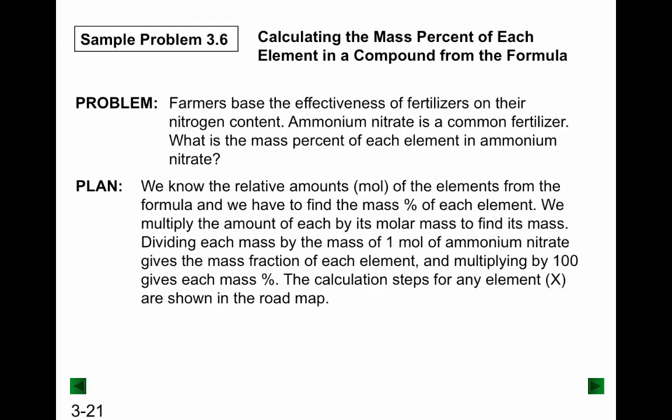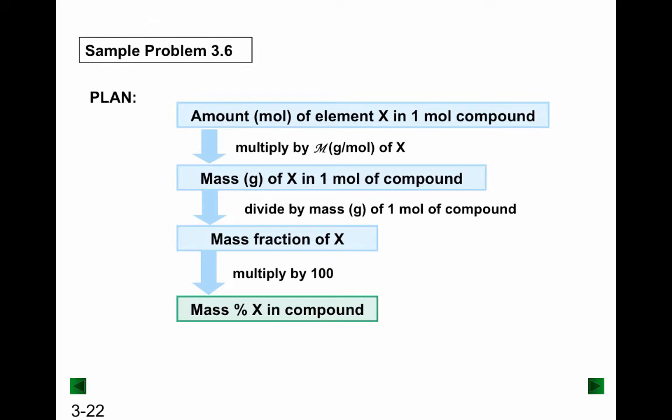You multiply the number of times each atom appears in the chemical formula by its molar mass with units of grams per mole. Once we have calculated the molar mass, we can find the mass percent of each element by dividing the mass of that element by the total mass of 1 mole of ammonium nitrate.